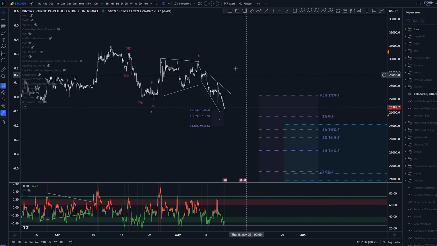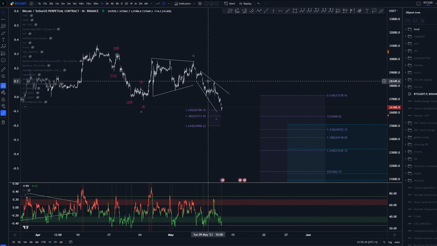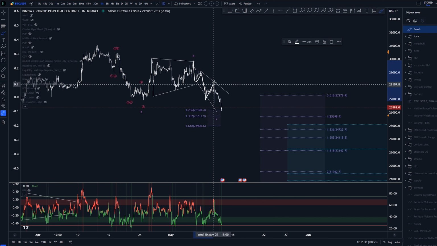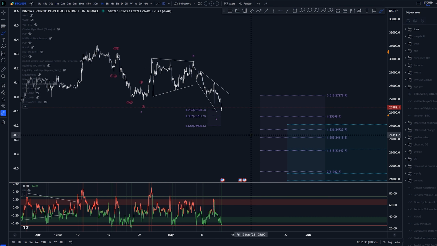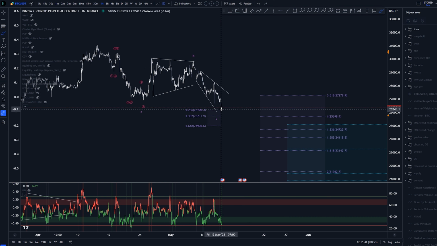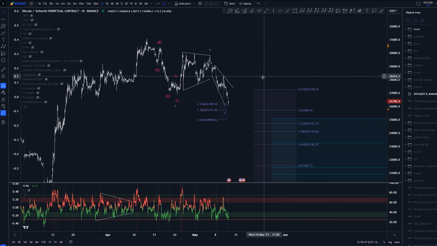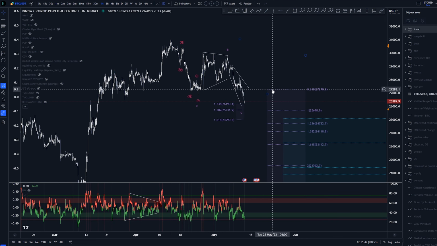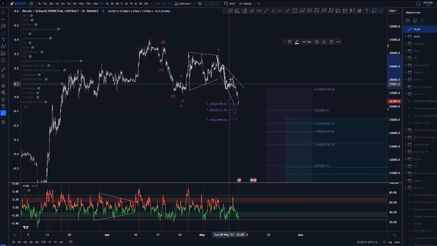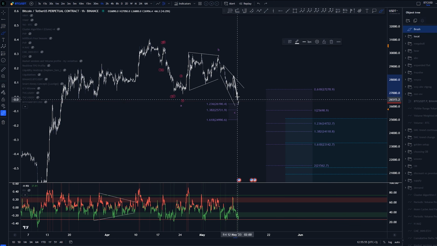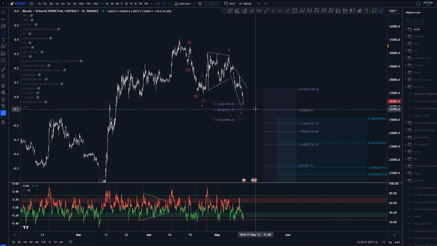I'm not quite sure how to label this last leg down here. I've labeled it as an expanding diagonal for now. Don't get it into your head that I prefer or like expanding diagonals at all. I don't. But again, at this moment, it looks decent. It could be a 1 2 1 2. It could be an ABC in here, a three-way pullback, and another ABC coming down a bit deeper.